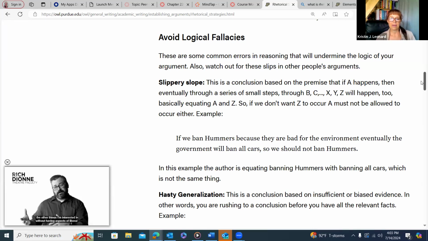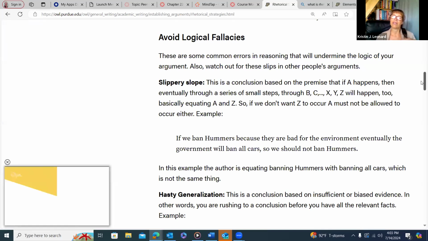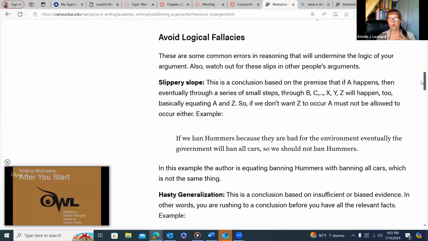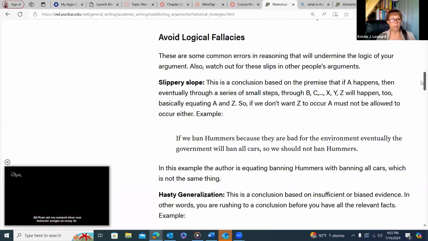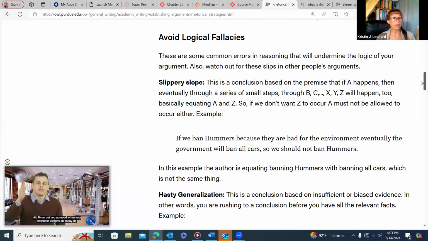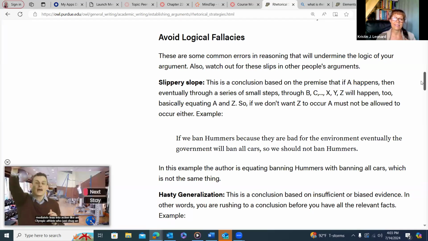So in this example, the author is equating banning Hummers with banning all cars, which is not the same thing. So if I made that statement, you'd be like, what? It doesn't quite make sense. And so my argument that we should not ban Hummers would not make sense. I have just lessened my effectiveness to get my message across to you.